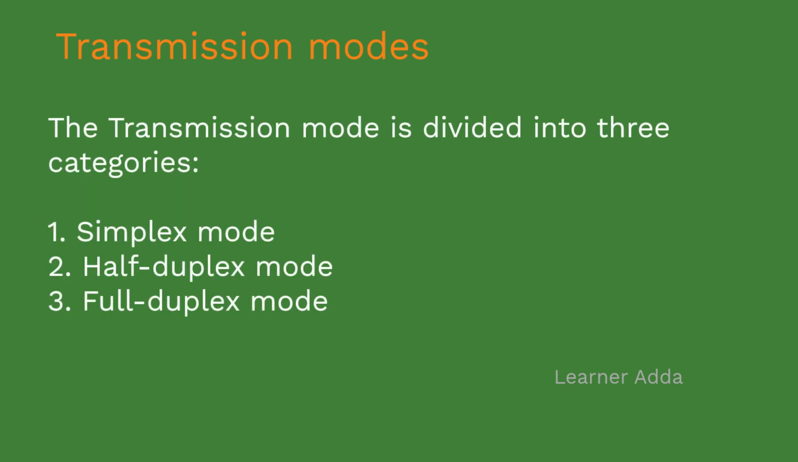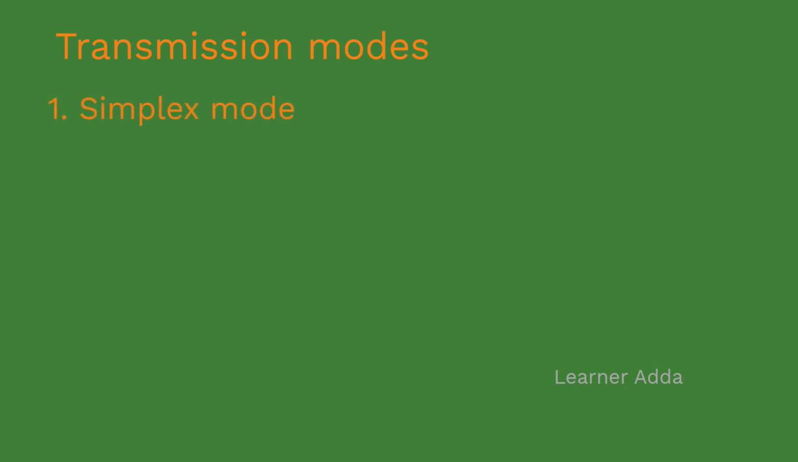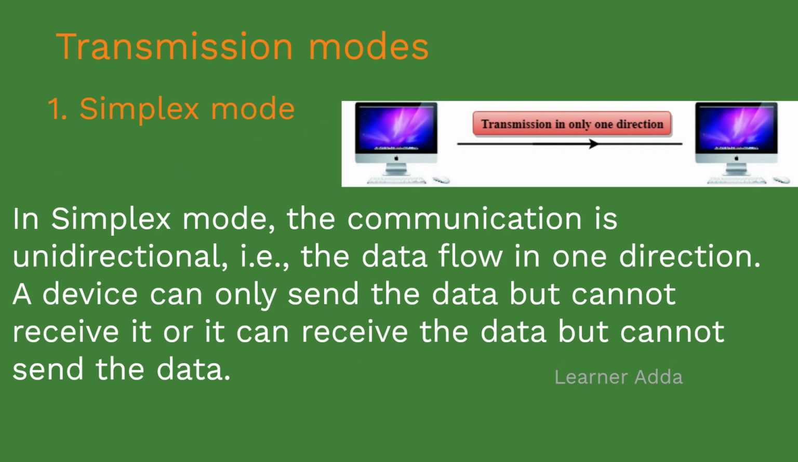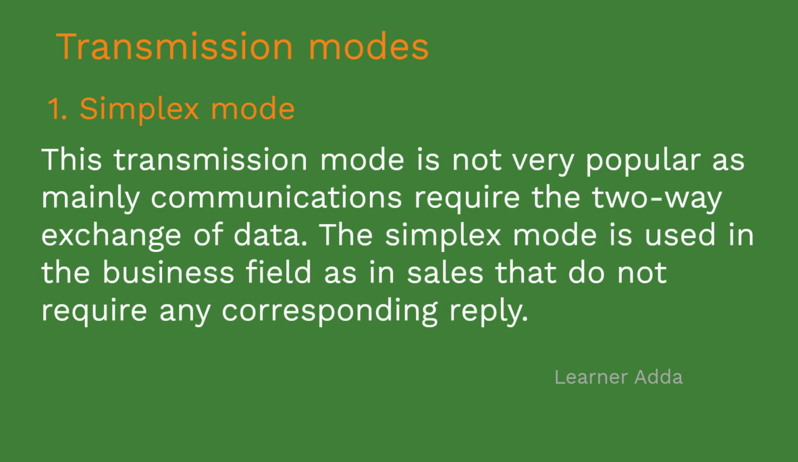The transmission mode is divided into three categories: Simplex mode, Half-duplex mode, Full-duplex mode. Simplex mode. In Simplex mode, the communication is unidirectional, i.e., the data flow in one direction. A device can only send the data but cannot receive it, or it can receive the data but cannot send the data. This transmission mode is not very popular, as mainly communications require the two-way exchange of data.